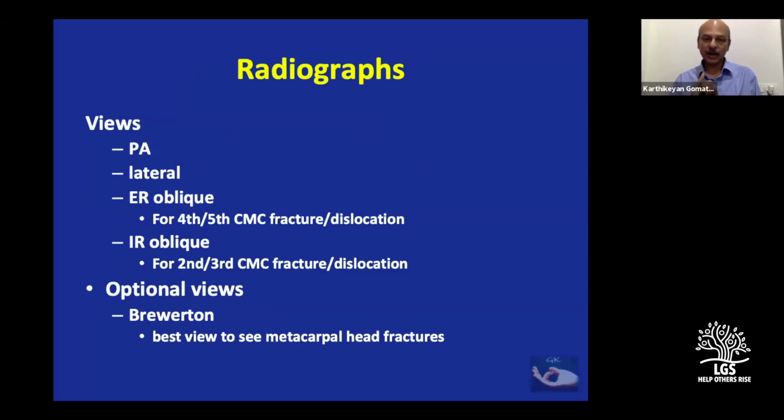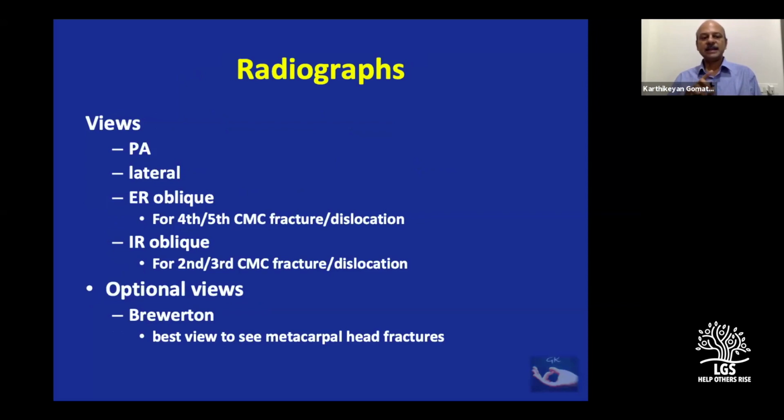What radiographs, X-rays, are we going to ask for? Usually a posterior-anterior view of the hand, a lateral view, and an oblique view. Three views are actually required. Here a true lateral view will help us to decide what the angulation is, because we'll be seeing how much angulation can be accepted, as I said.